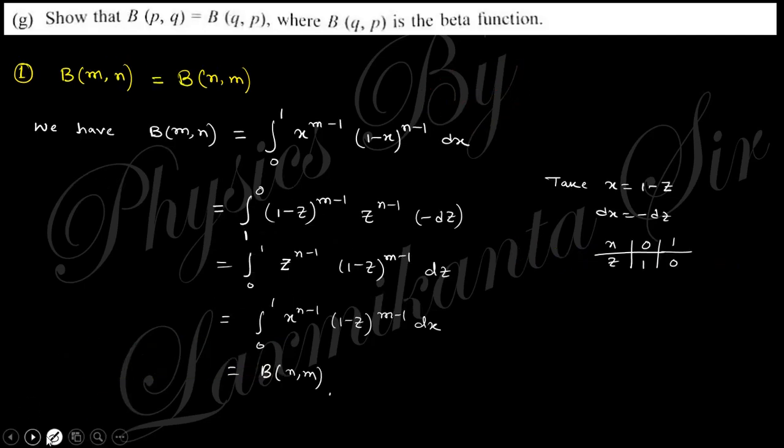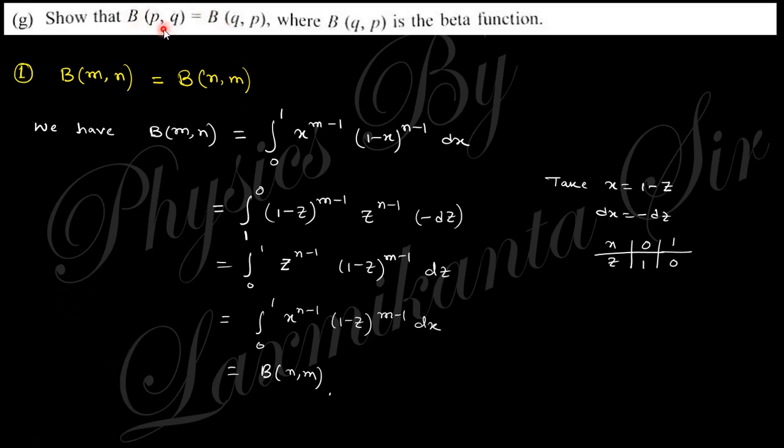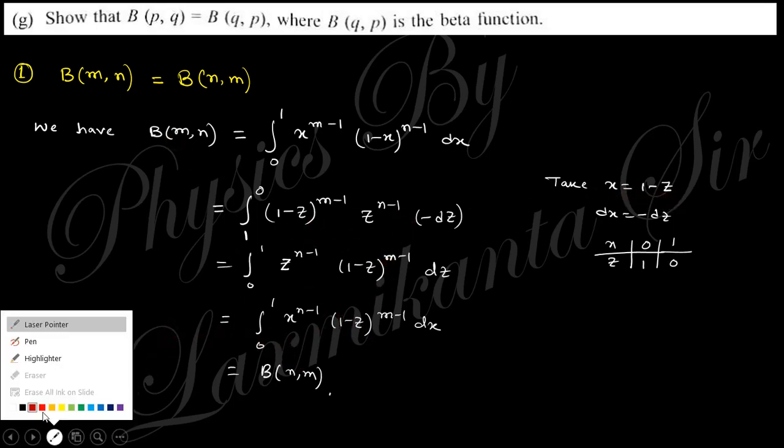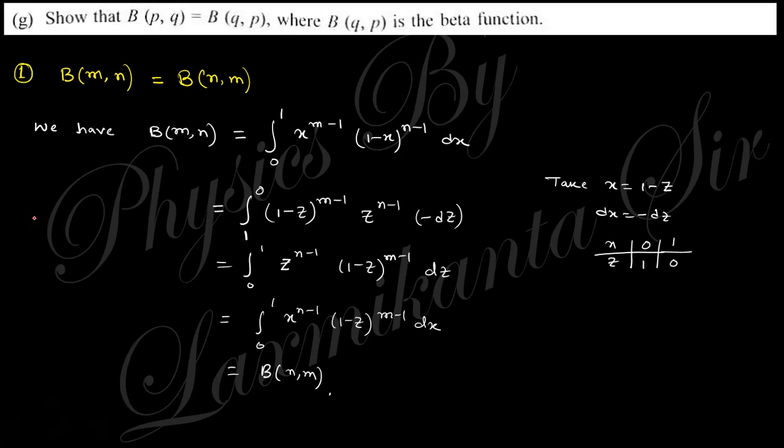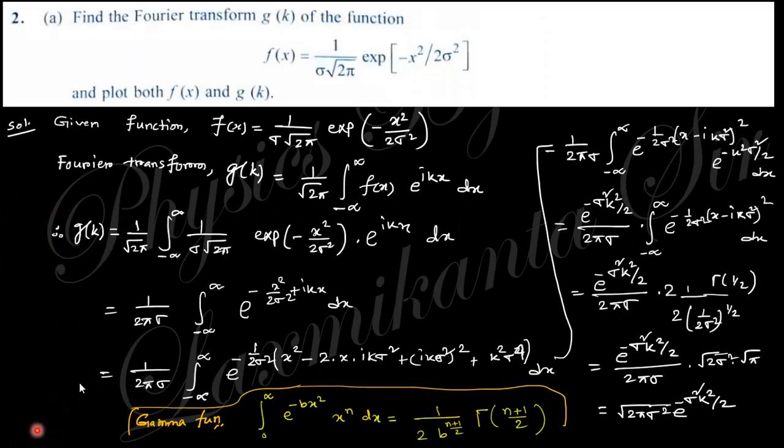Next question, this beta relation, that is beta of p, q equal to beta of q, p, also discussed in theoretical class, where we used m, n. Just taking this and putting x equals 1 minus z and interchanging, you will obtain this relation. Here also change m to p and n to q. So just the notation is different. In theoretical class we discussed this.